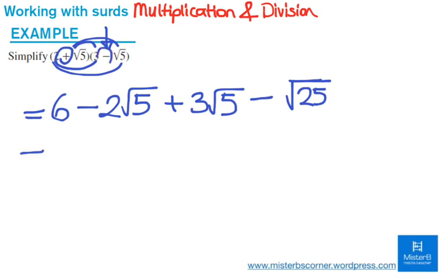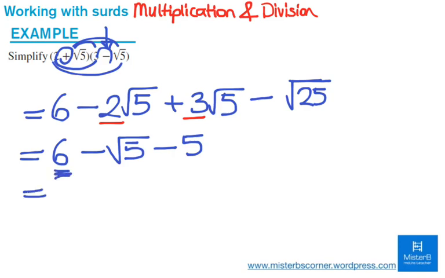Let's simplify this now. We have 6, we have minus 2 plus 3, which gives me 1, so it's going to be root 5 only. And then we have the square root of 25, which I end up with 5 when I take the square root of 25, right? So basically it's 6 minus 5, which is 1 minus root 5. That's the simplest form.